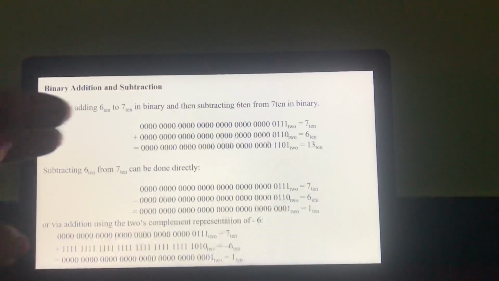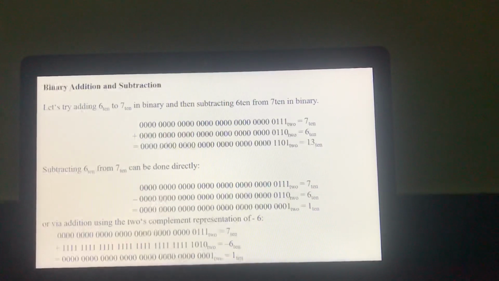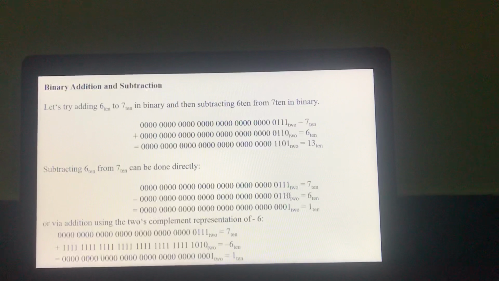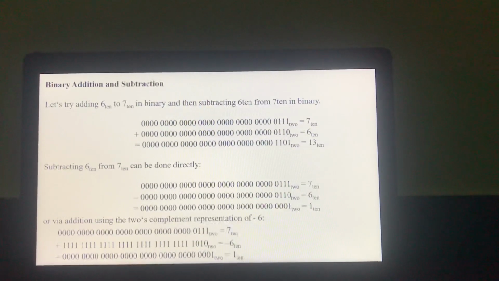So whenever you have subtraction, we can perform it in 2 methods. One, you can perform it normally by addition of the 2's complement of the number, or you can do the subtraction straight away. Okay, thank you.